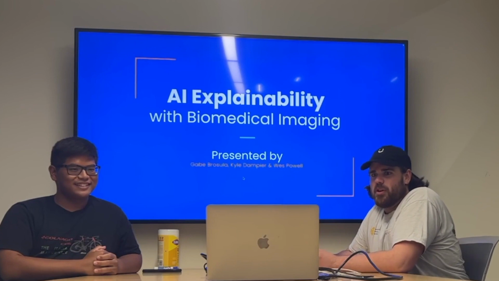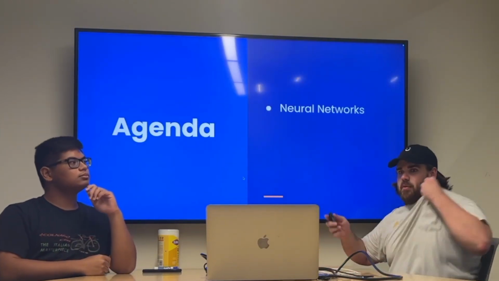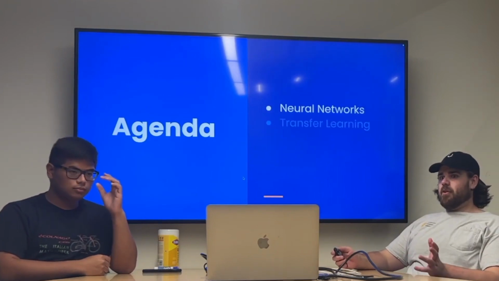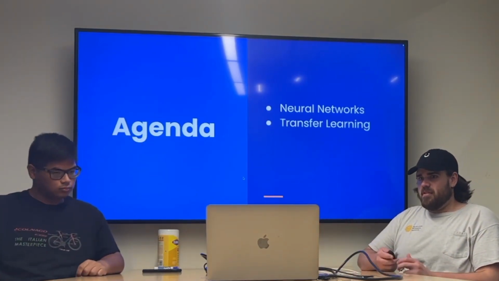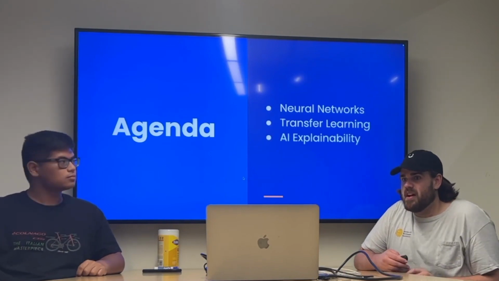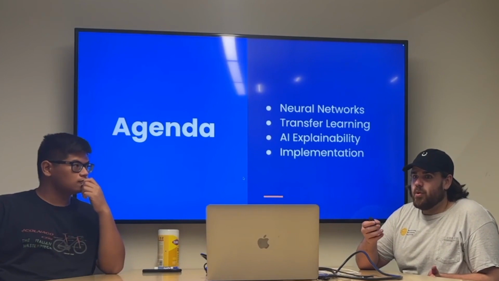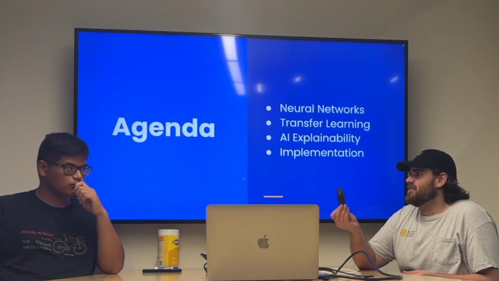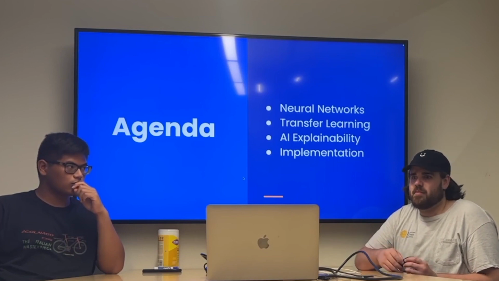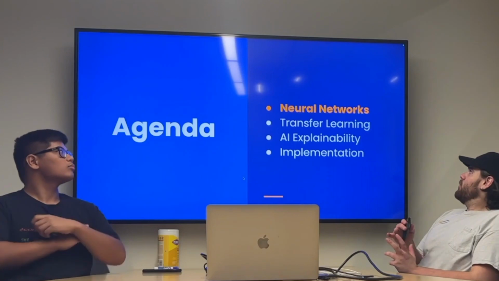So today we're basically gonna start with neural networks, how they work, and then from there we're going to go on to transfer learning from Gabe and why that's important. Then we're going to go on to AI explainability, and then we're going to show you our implementation, which we aren't going to do today because that's the one thing we got live streamed. So let's start off with what are neural networks.